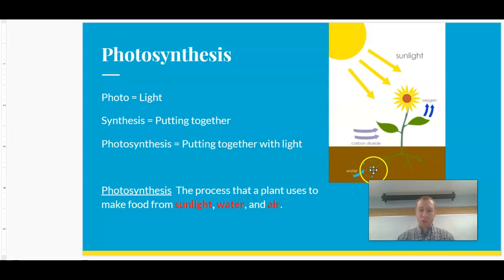Well, the plant absorbs water through its roots, carbon dioxide through its leaves, and it's able to take these two things and put them together in a new way using light. Okay, so a really good definition of photosynthesis would be the process that a plant uses to make food from sunlight, water, and air. Okay, go ahead and pause the video and write down all of these words related to photosynthesis in your notes, and then you can move on to the next slide.